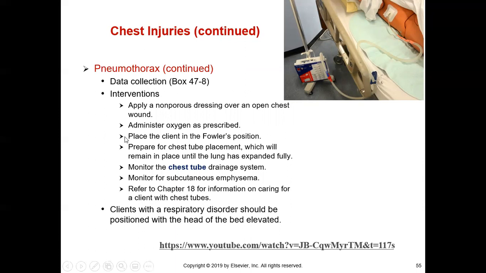So if our patient has pneumothorax, what is the nursing intervention? First of all, apply a non-porous dressing over the open chest wound, and also administer oxygen. Place the client in high Fowler's position, prepare for chest tube placement, and we also put the chest tube. After putting the chest tube, we should monitor the chest tube drainage system. We monitor for subcutaneous emphysema.